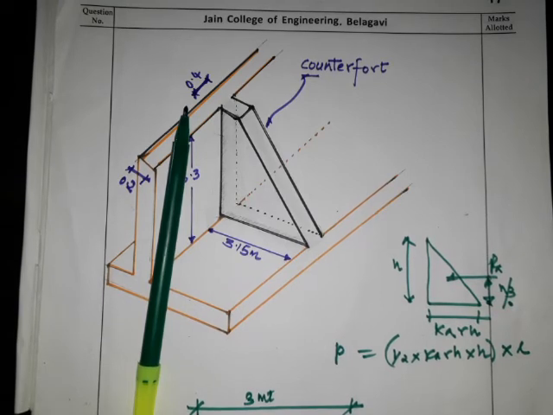Okay. So this is regarding the connection part, that is the provision of connection between the counterfort and stem and heel slab. So this is the end of the design part of counterfort retaining wall. And we are left with the detailing part, so that I'll be covering in the next session.